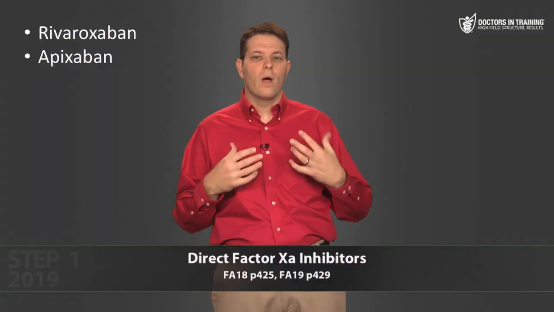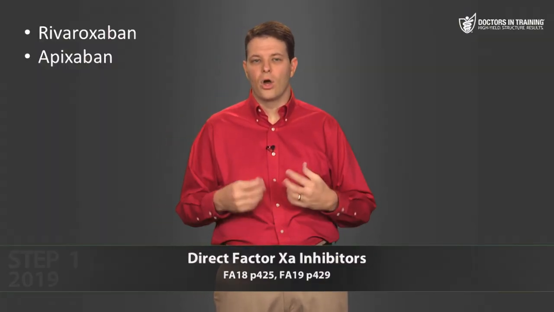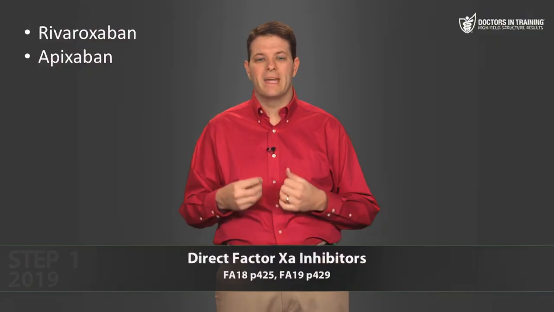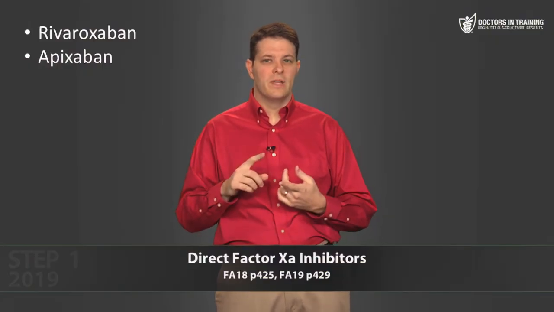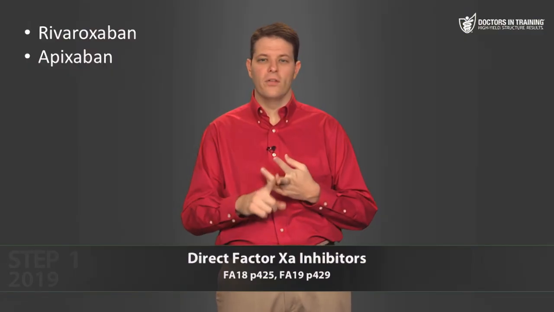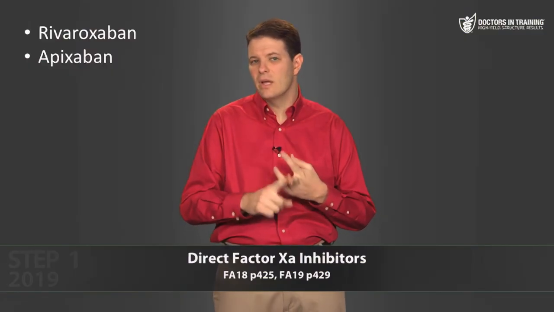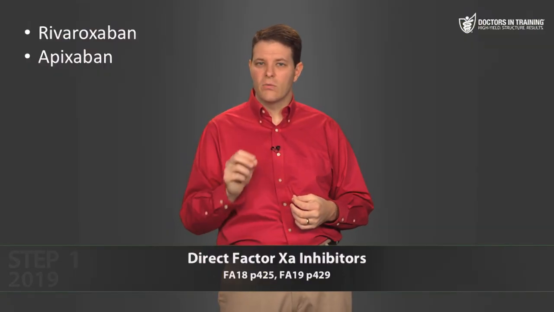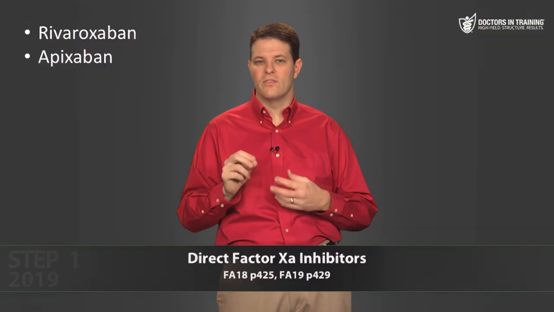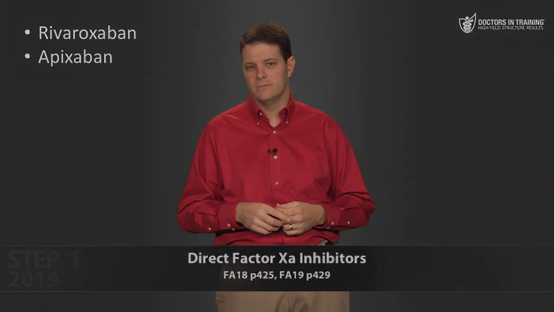But anyway, rivaroxaban and apixaban are oral anticoagulants that work by inhibiting factor Xa, kind of like enoxaparin. They're sometimes used in AFib. They're also used to prevent post-op DVTs in patients who've had knee or hip replacement. And if you look at the names of these, you see the letters XA right in the middle, and that's going to help you remember that these are factor Xa inhibitors.